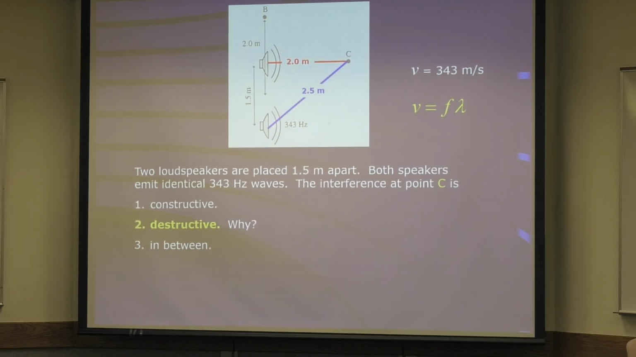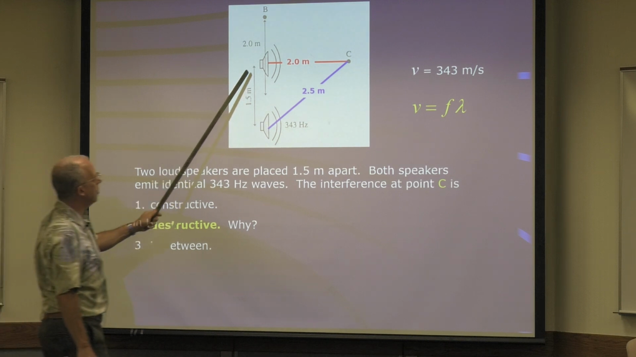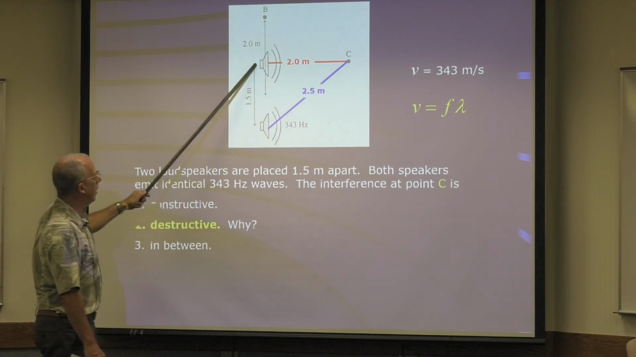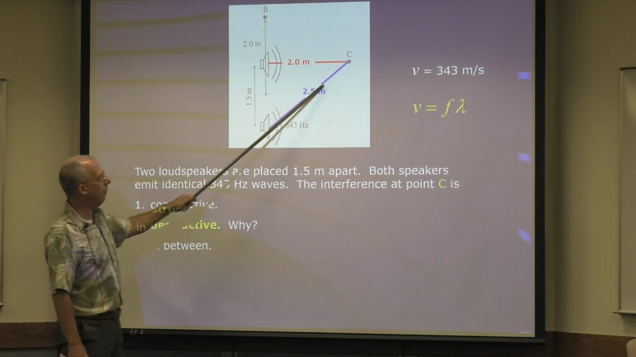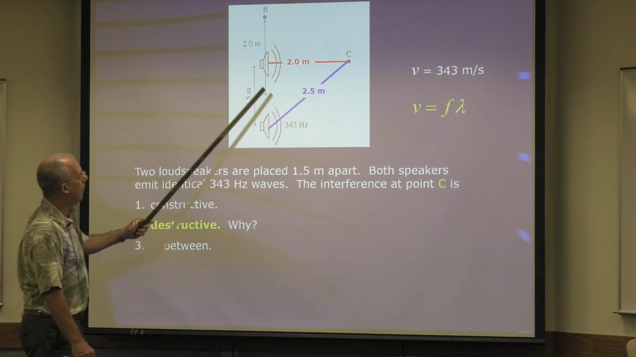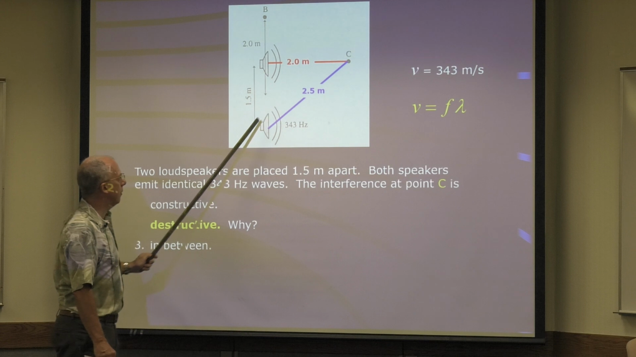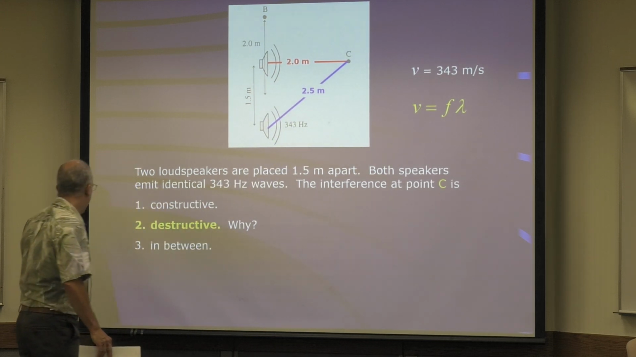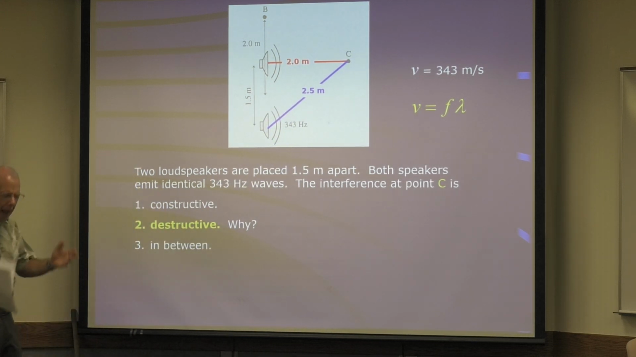All right, so we're given that this is 2 meters. This is 1.5 meters, so this has to be 2.5 meters, just Pythagorean theorem. So what's the path length difference? Well, this travels 2 meters, this travels 2.5 meters, so the path length difference is a half a meter. All right, what's so great about that? All right, so path length difference, I call it delta D or whatever you want, it's a half a meter.